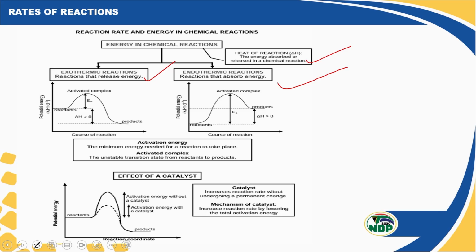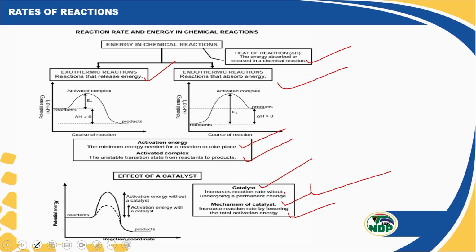Now in grade 11, you were taught two concepts, the activation energy and the activated complex. When you are unpacking the issue of rates of reaction, you should understand your activation energy and your activated complex. And as part of grade 11, we talked about how the addition of a catalyst will affect the rate of reaction. You should know what a catalyst is, and you should know the mechanism of a catalyst: it increases the rate of reaction by lowering the activation energy.